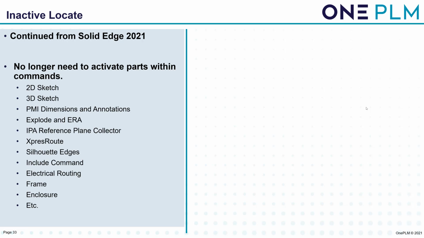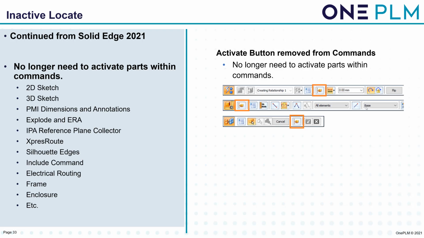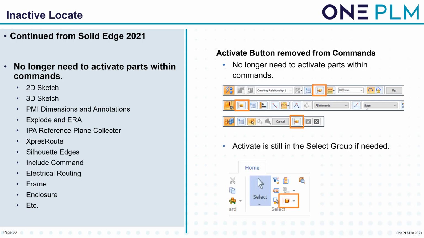So inactive locate, I've just mentioned this on the previous slide. There's no longer need to activate parts within commands such as 2D sketch, 3D sketch, PMI dimensions, ERA, IPA reference plane collector, express route, silhouette edges, include command, electrical routing, frame at closure, all those. So the activate button has been removed from the commands, so it's no longer needed to activate parts within commands. It's still in the select group at the top though.